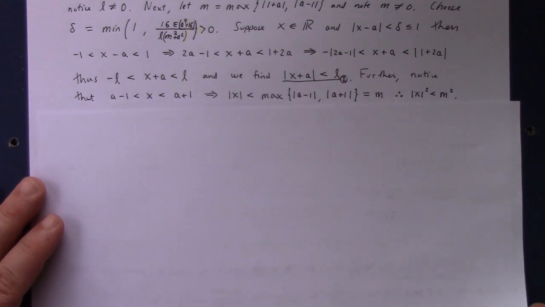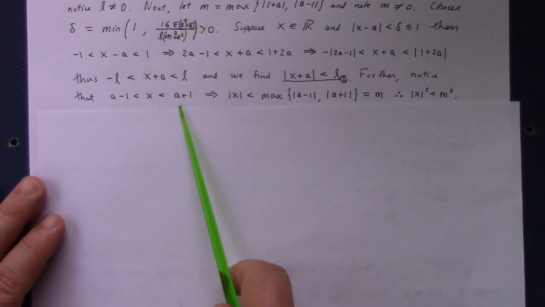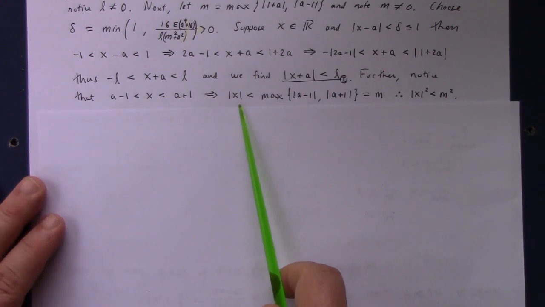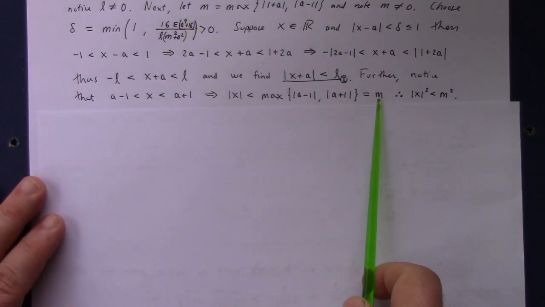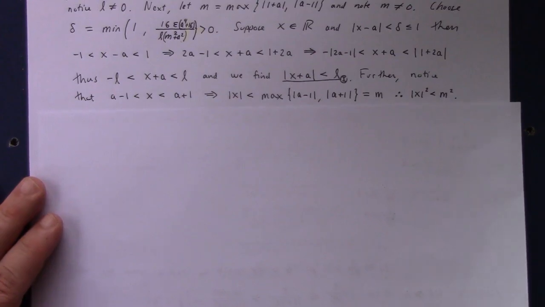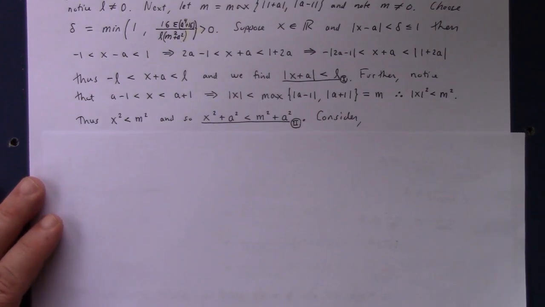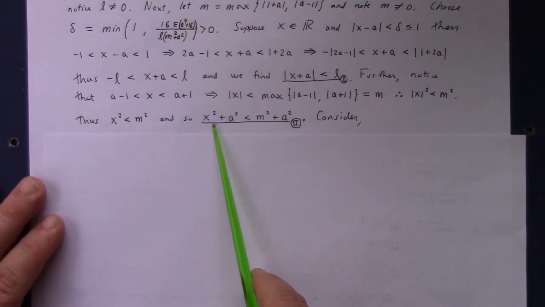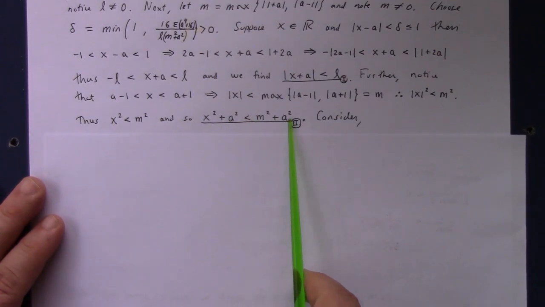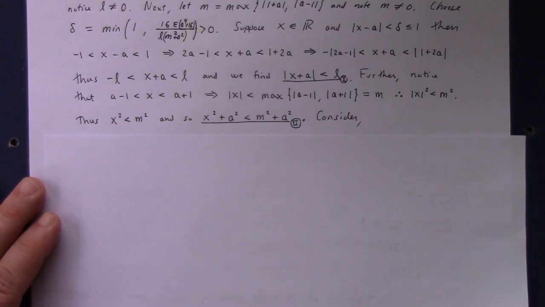All right. Further, notice that a minus 1 is less than x is less than a plus 1, which implies the absolute value of x is less than the maximum of these two things, but that's m. Therefore, the absolute value of x squared is less than m squared, and thus x squared is less than m squared, which gives us, adding a squared across the inequality, that x squared plus a squared is less than m squared plus a squared. Let's call that 2.